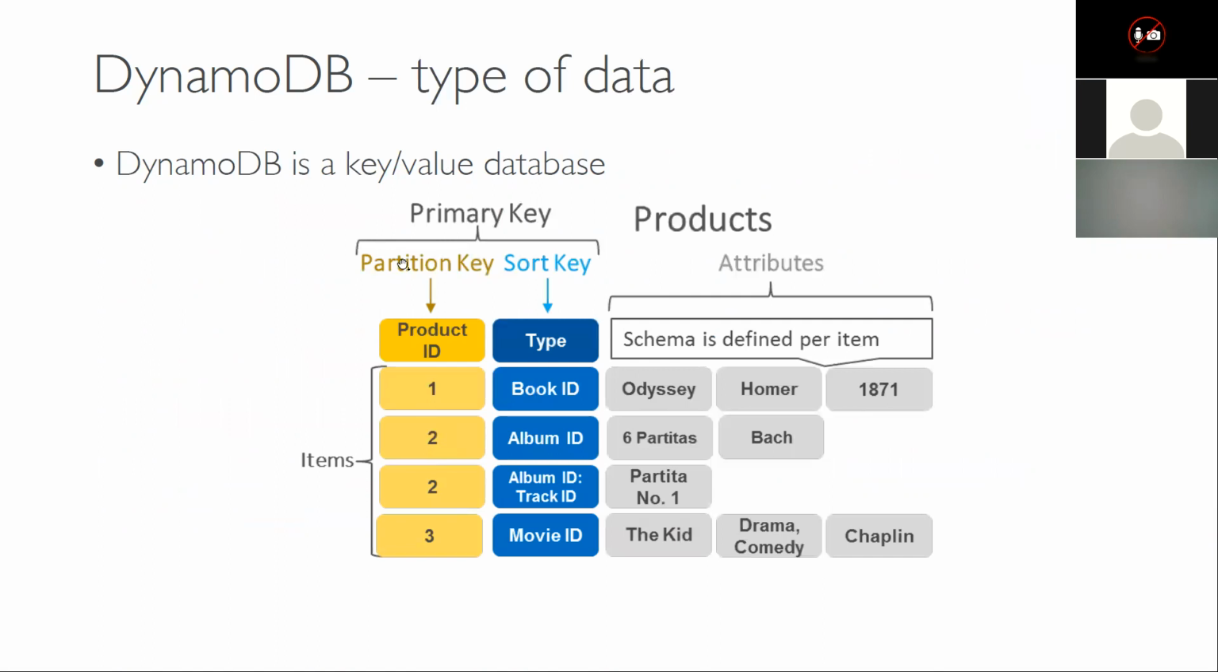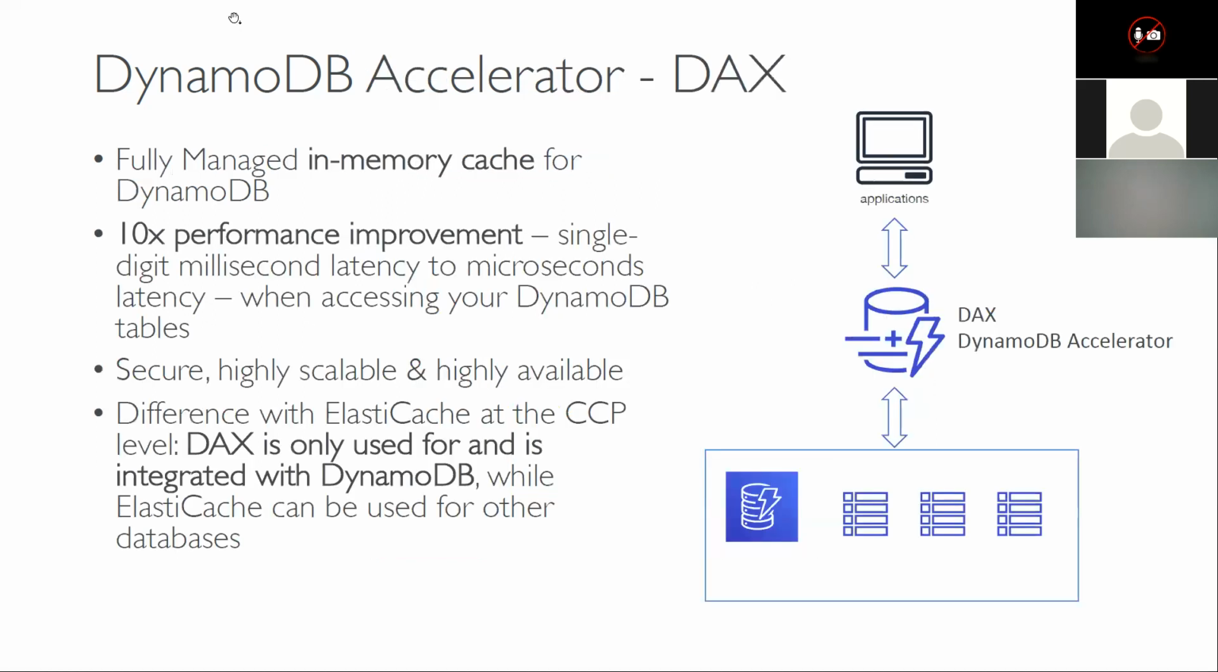DynamoDB type of data. So meron siyang primary key and sort key. And then yung index na yun or sort key na yun can be used to search the content of the schema such as Odyssey, Homer, 1871. So faster searching siya, na hindi siya sequential.